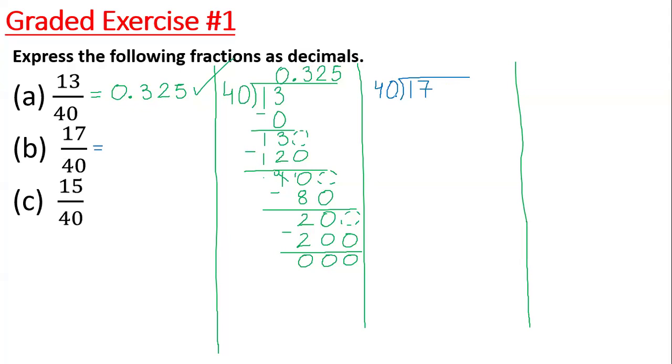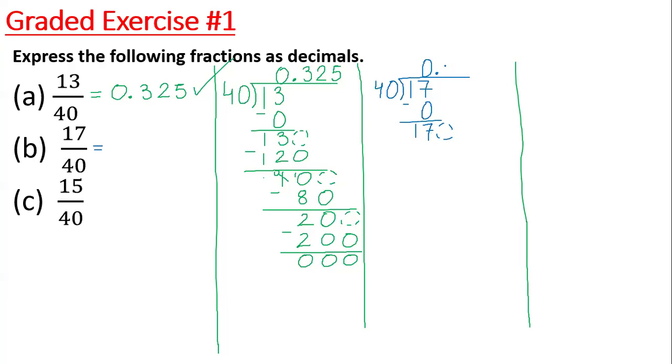40 into 17 is going to be what? It's going to be 0. 40 times 0 is what? 17 minus 0 is going to be 17. We're going to put the decimal point. That gives us a 0, we add an imaginary 0. How many times does 40 go into 170?